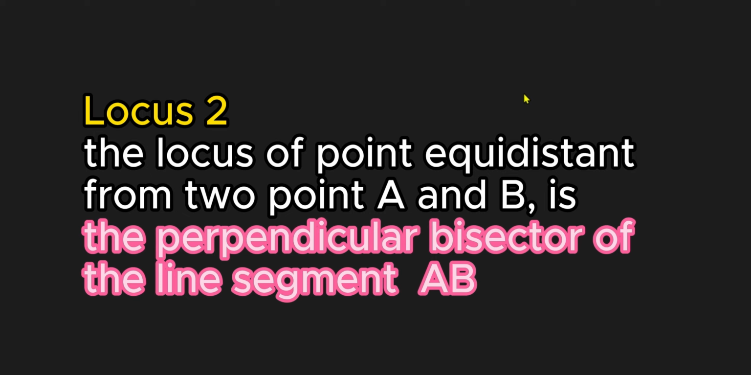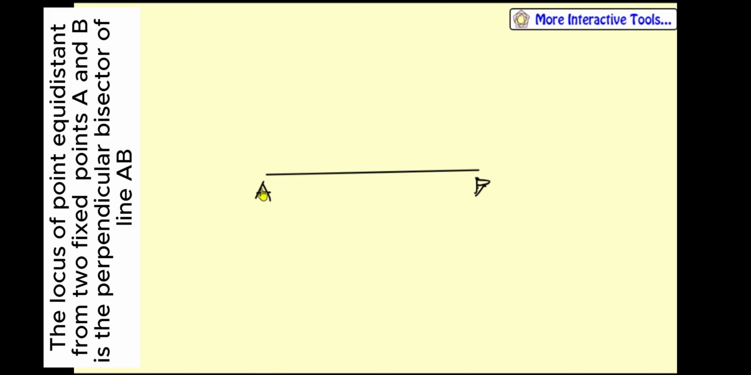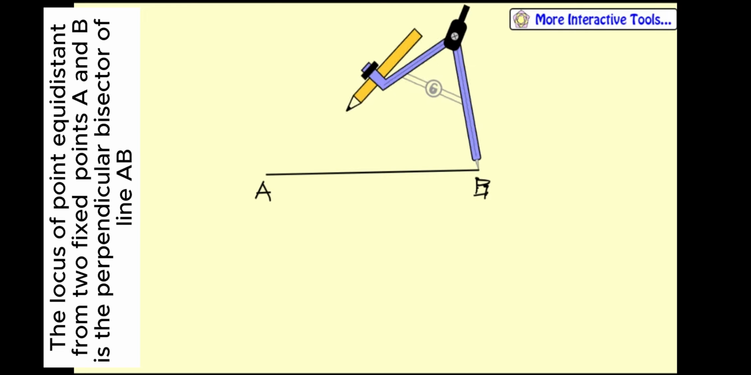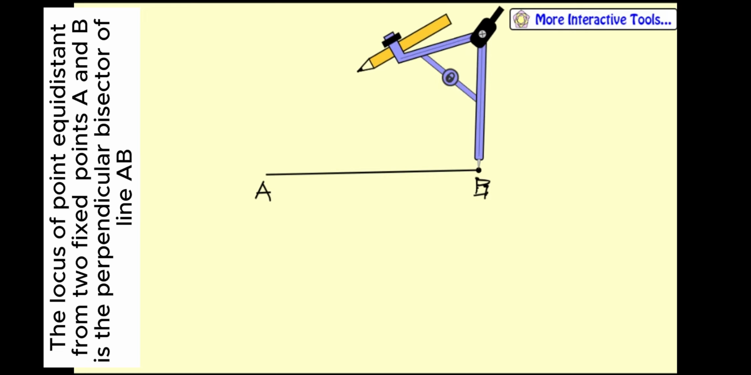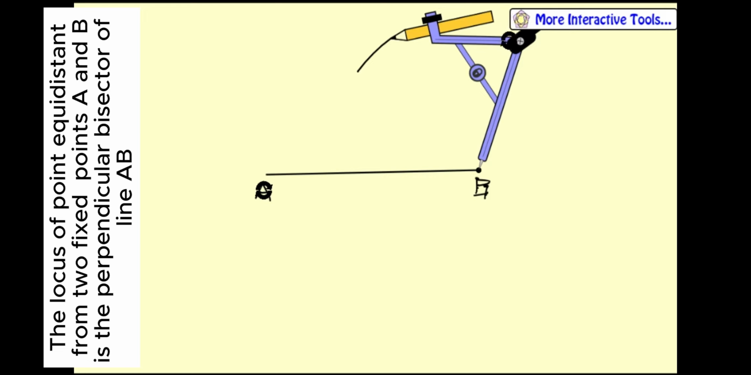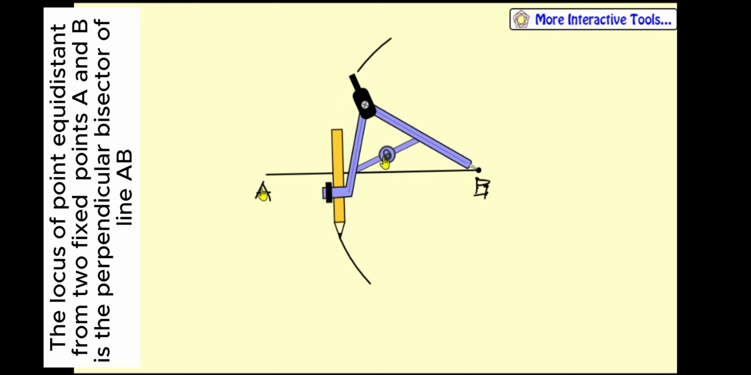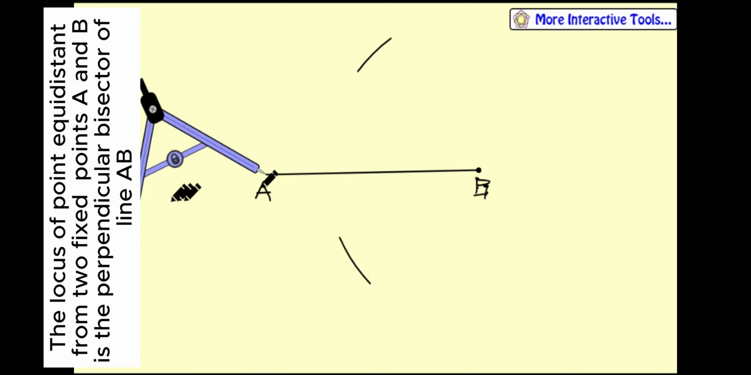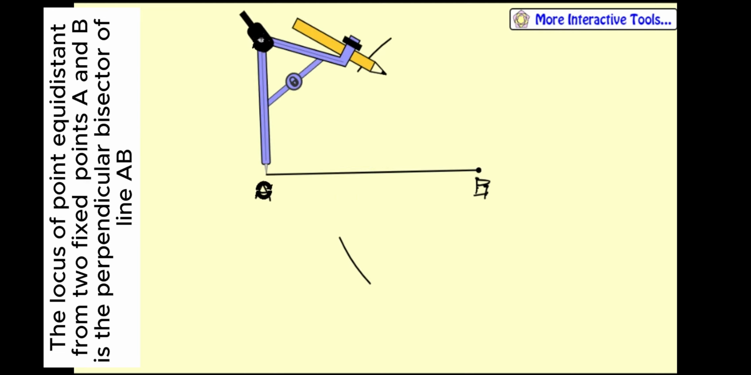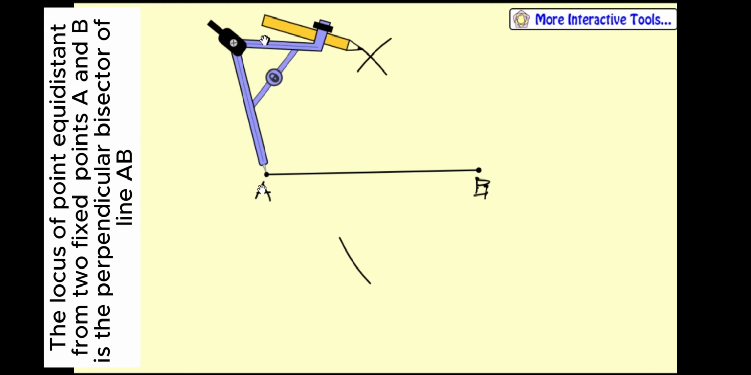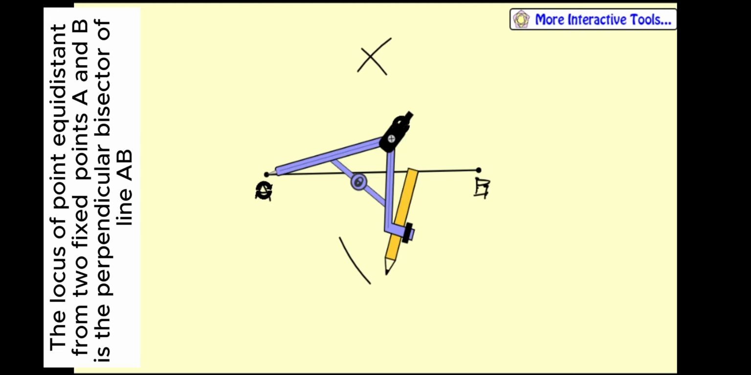The locus of a point equidistant from two points A and B is the perpendicular bisector of the line AB. The locus of a point equidistant from two fixed points is usually the bisector. We have a line AB. We bisect AB into two equal parts. So as we can see there, we also put the compass on the point B as well. Then we have the arc as well for the up and down.